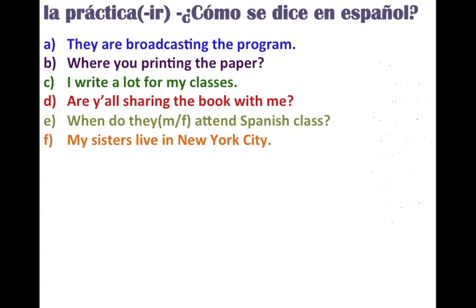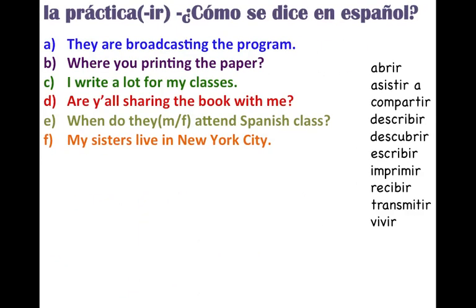Y un poco de práctica con los verbos IR verbs. Letra E. They are broadcasting the program. They broadcast the program. They do broadcast. They are broadcasting. Ellos transmiten el programa. Remember, programa is masculine.